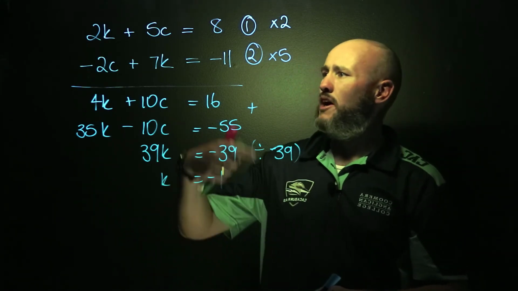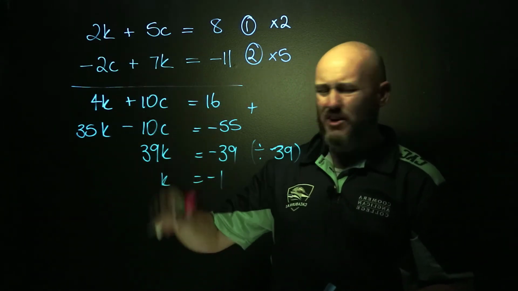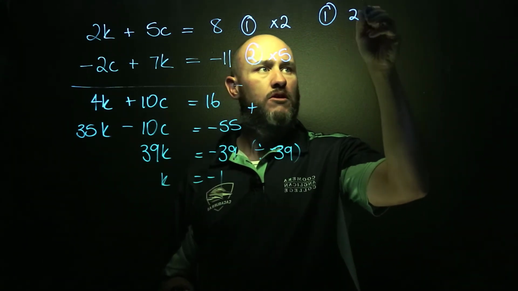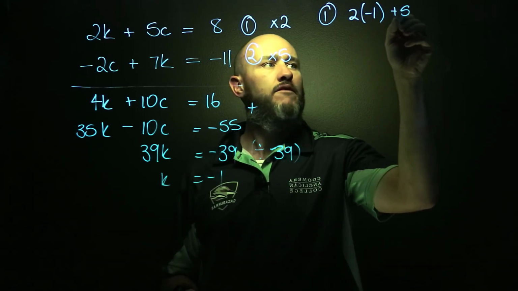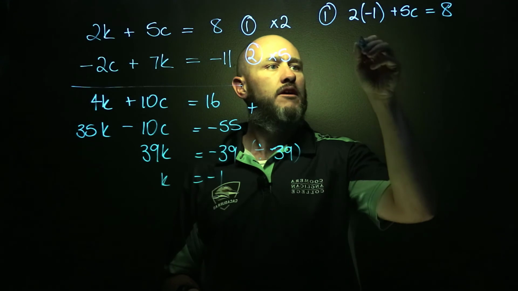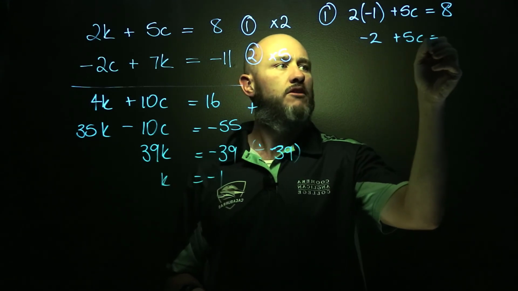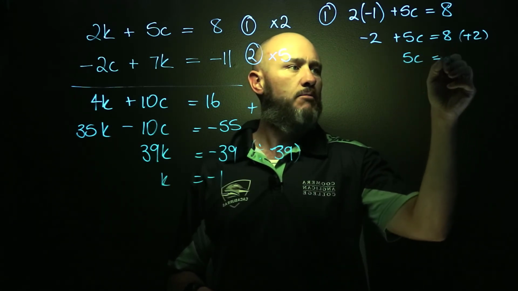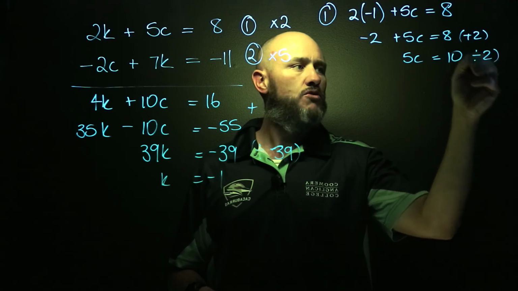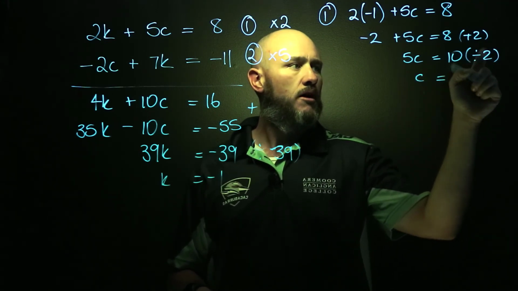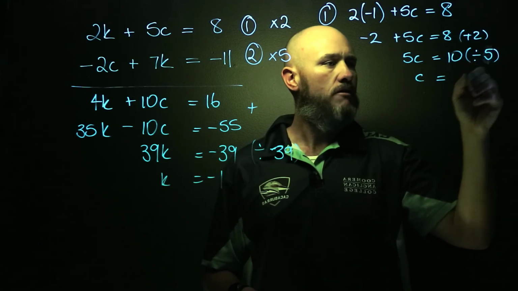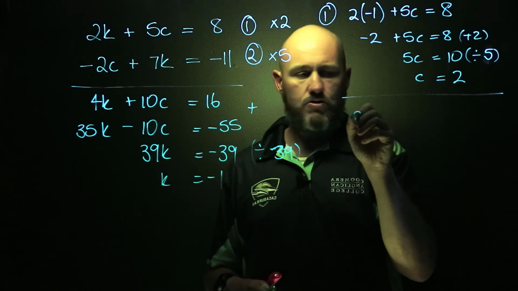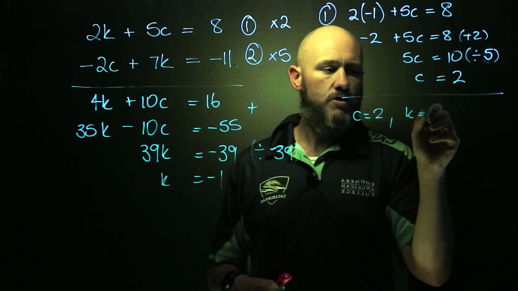K equals negative 1, I'm going to put that into one of the equations. Quite like this top one with no negatives, so let's do that. So into 1, I get 2 times negative 1 plus 5c equals 8. That gives me negative 2 plus 5c equals 8. I add 2 to both sides, cancelling out the negative 2, leaving me with 5c. 8 plus 2 is 10, and I divide by 5, and I get c is equal to 2. So, my final solution is c equals 2, and k equals negative 1.